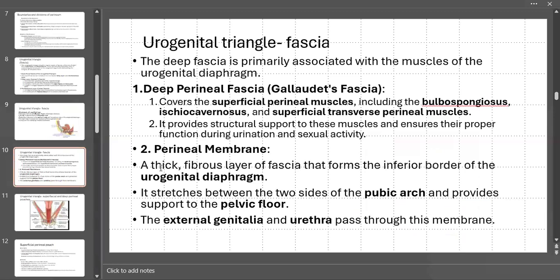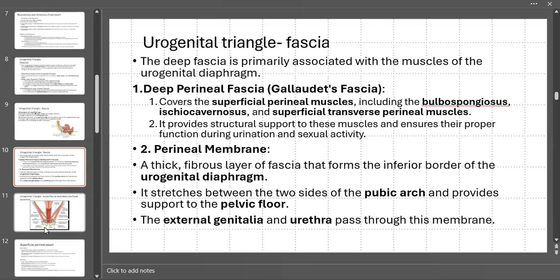So guys, the perineal membrane is a thick fibrous layer of the fascia that forms the inferior border of the urogenital diaphragm. I'm explaining urogenital diaphragm in the next slide. And it stretches between the two sides of the pubic arch and provides support to the pelvic floor. The external genitalia and urethra pass through this membrane. Very important point, very important point.